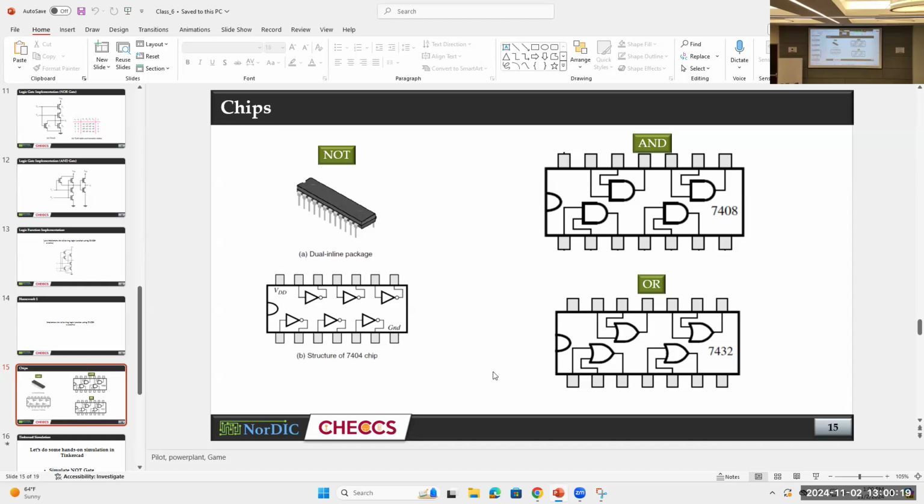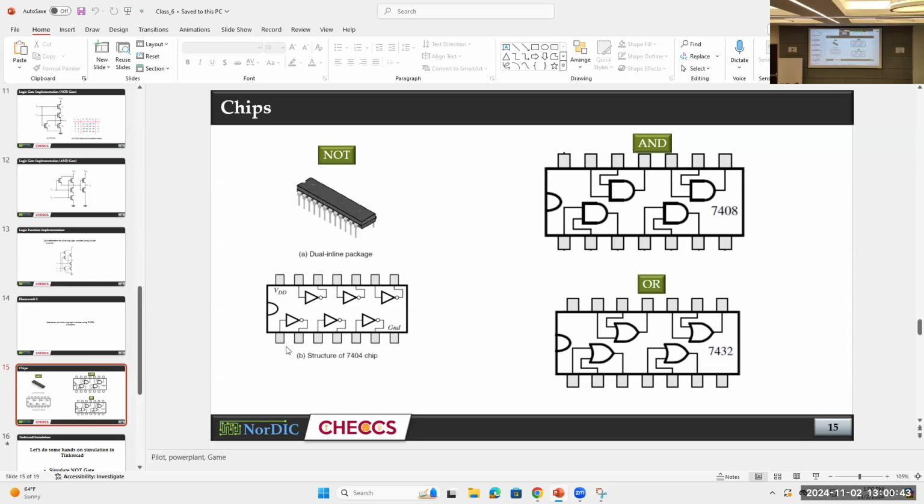As you can see, let's look inside the NOT gate. There is not a single NOT gate. In a chip, they actually provide several NOT gates. As you can see, 1, 2, 3, 4, 5, 6. In this package, there are 6 NOT gates. I mean, in your circuit, you may need to use multiple NOT gates. Then you can use this chip actually.